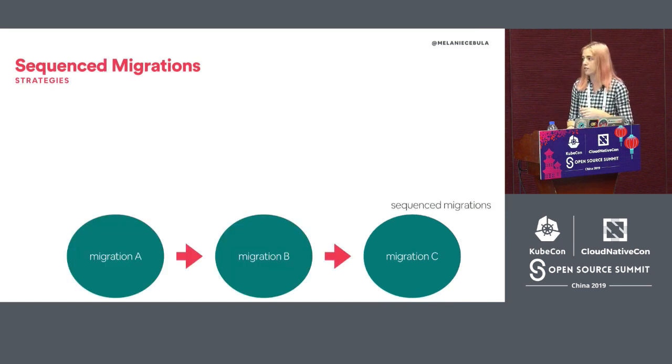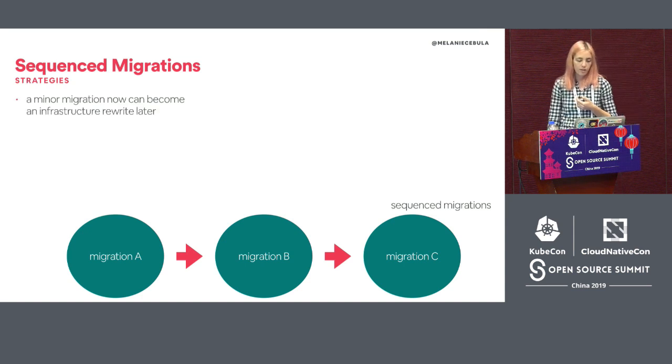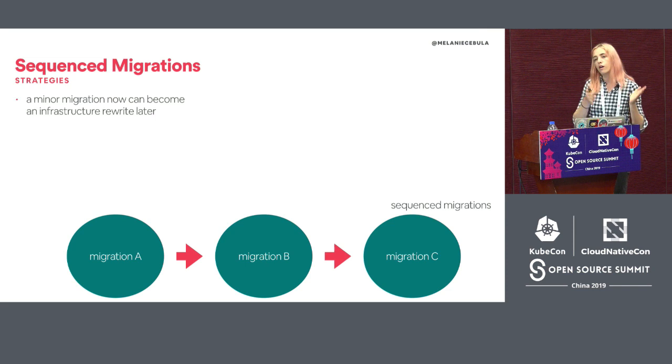So what's the strategy here? Those are kind of things that can go wrong. For me, I call it sequencing migrations. Let's plan and think about how we're going to do this. You want to avoid the infrastructure rewrite. So let's do a lot of minor migrations early on.